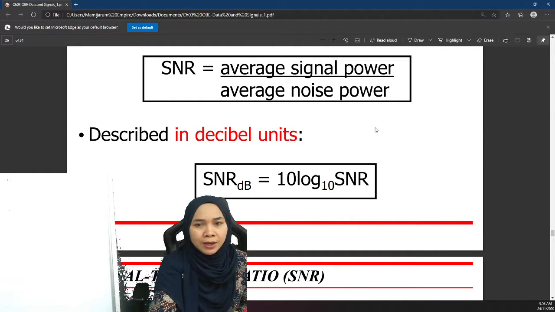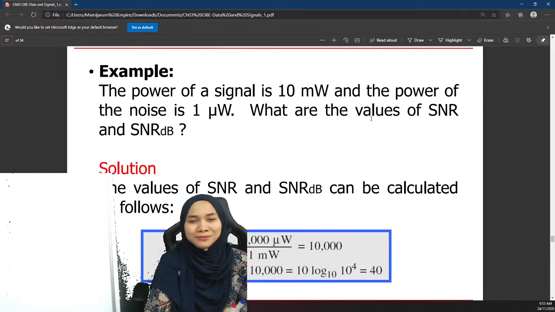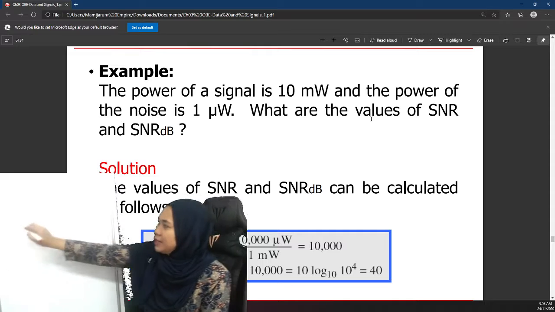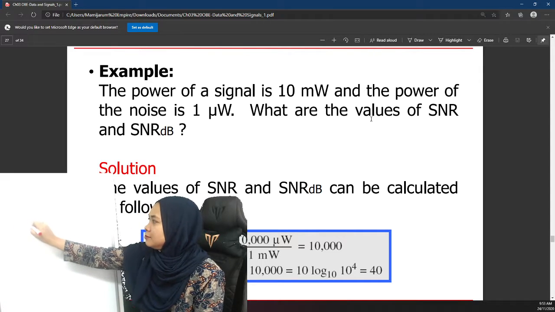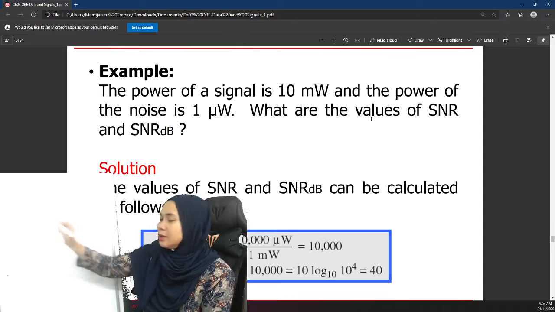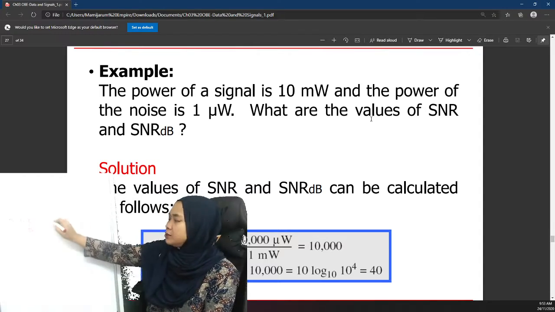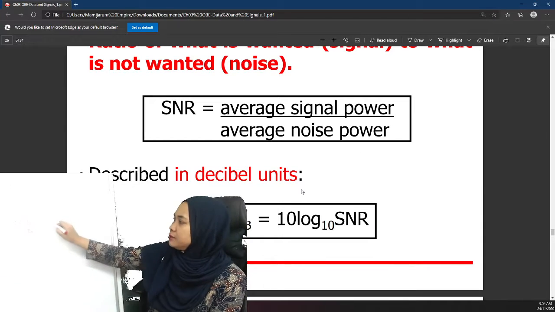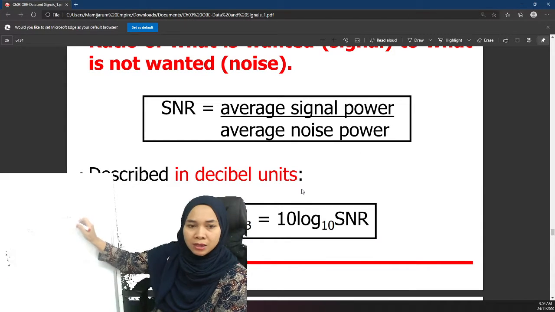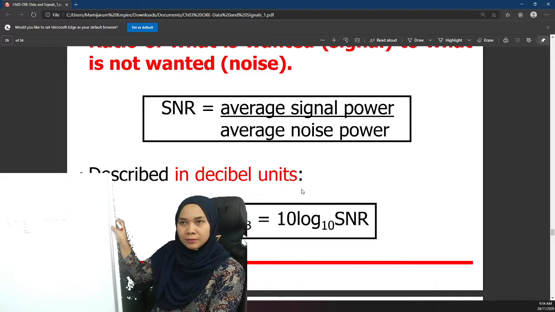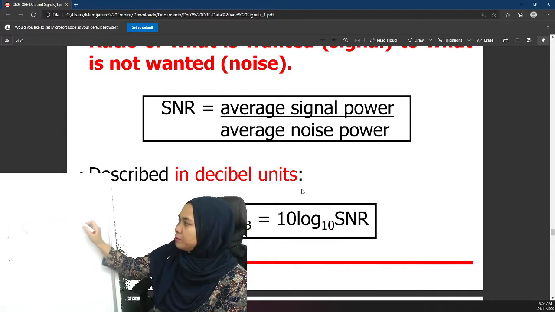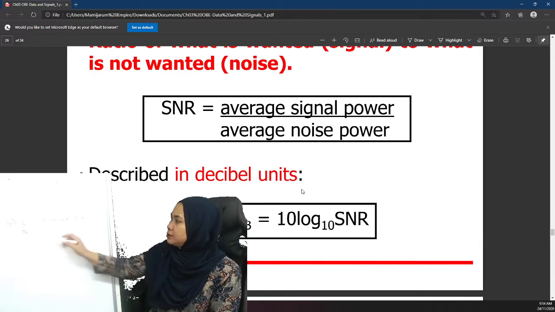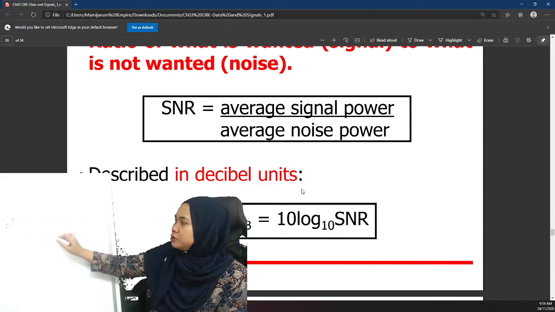Okay, so this is an example. SNR dB is equal to the average signal power divided by the average noise power.